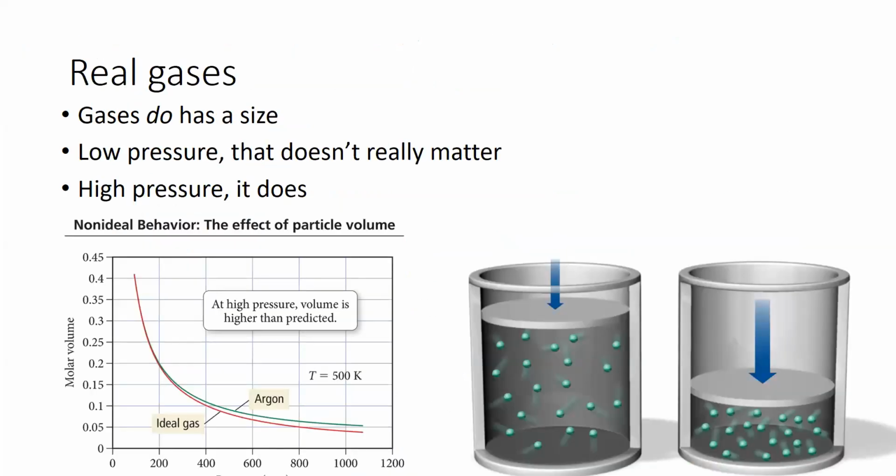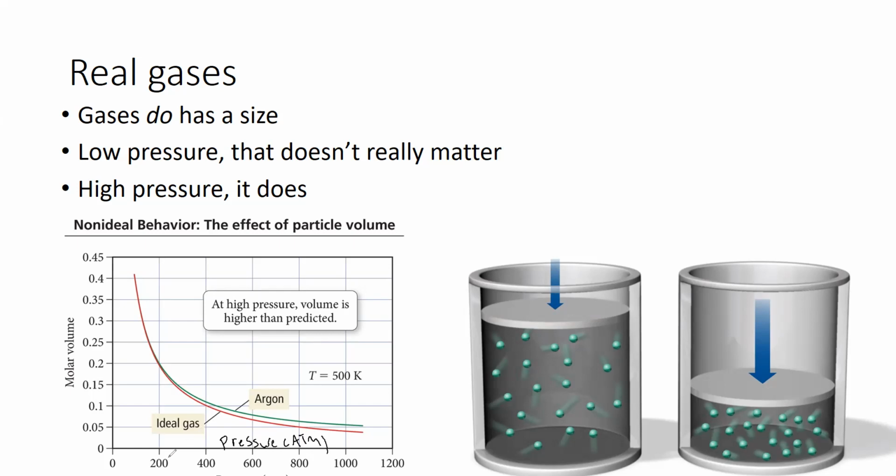So those were our 3 assumptions. But in actuality, real gases don't behave like kinetic molecular theory. In reality, gases do have size. Gases do take up space. Now, at low pressures, this doesn't matter. And you can't see what this says on the bottom. The x-axis is pressure in atmospheres, right?